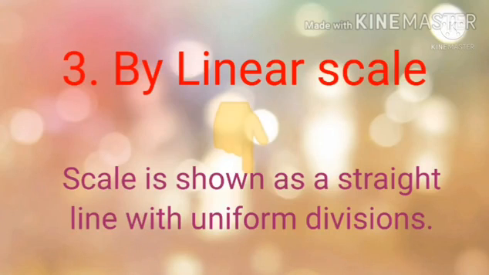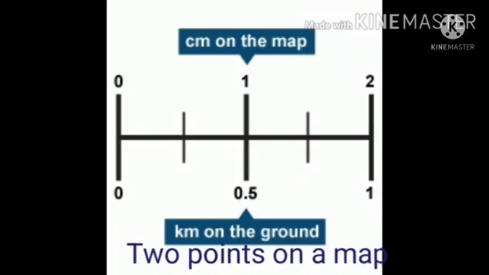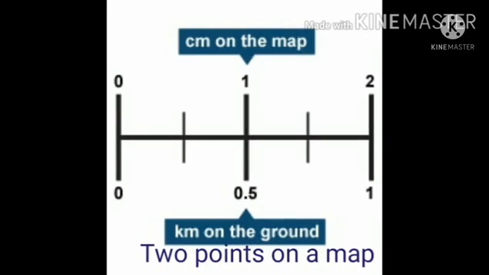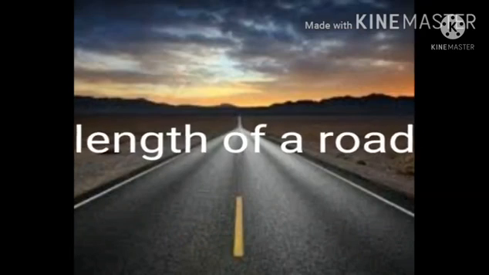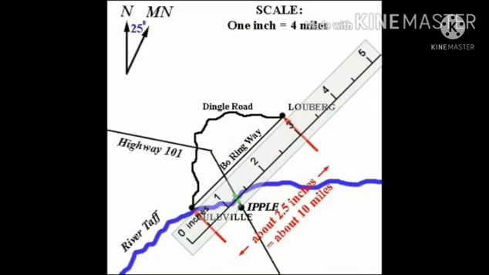Now, the next one is by linear scale. The scale is shown as a straight line with uniform divisions. These divisions are used to measure the distance between 2 points on a map, the length of a road, the length of a river, etc. Every map has its own scale. The scale of a map depends upon the purpose for which the map is being made.